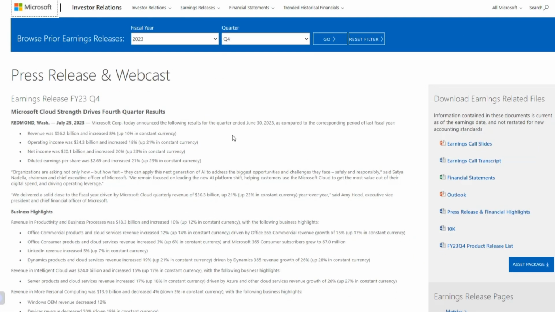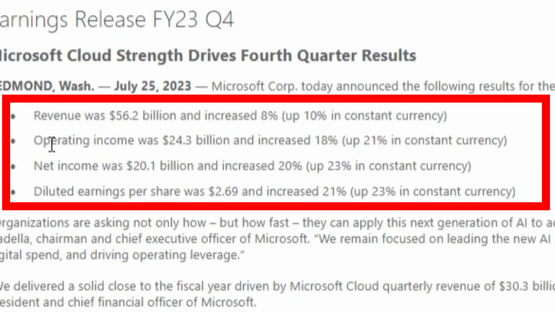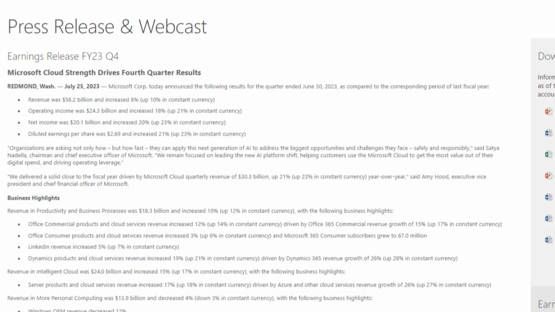With the recent earnings release report at the end of July, accounting for the first half of the year, we can see, just in a quick scan of the earnings report, everything pretty much is up for Microsoft. Their revenue was up 8%, operating income was up 18%, net income was up 20%, diluted earnings per share was up 21%. So Microsoft is doing very well.